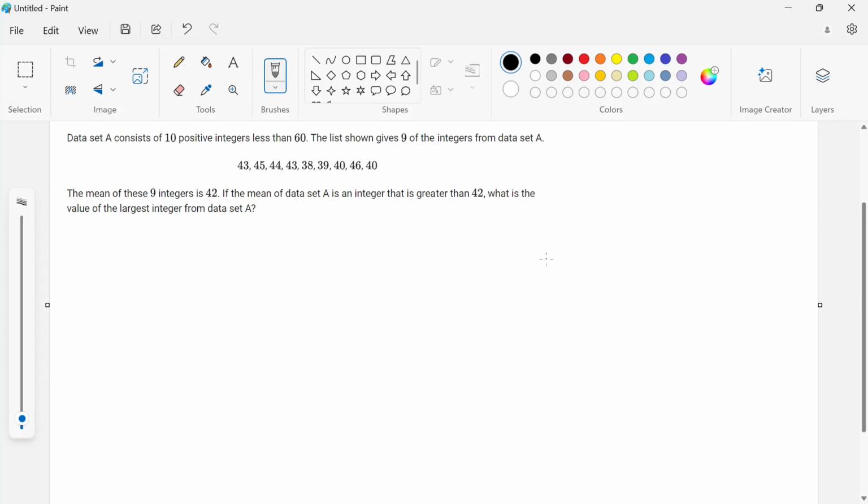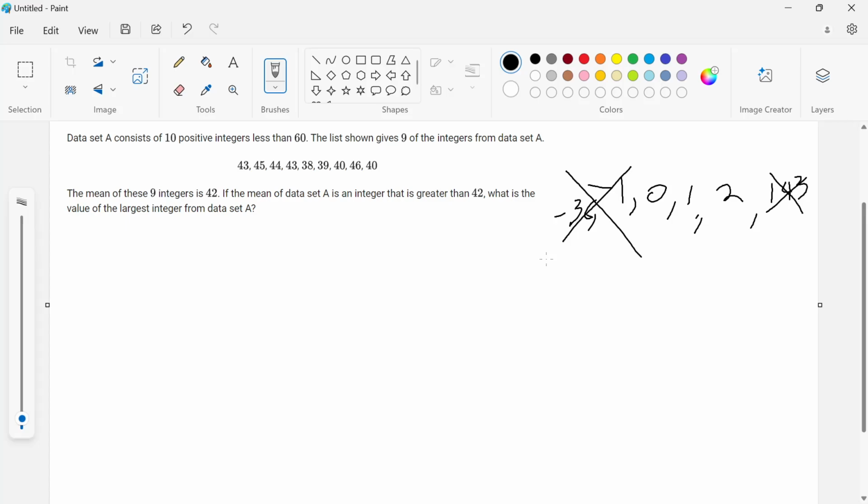Data set A consists of 10 positive integers. Integers are whole numbers like -1, 0, 1, 2, whole numbers. -36, positive 143, whatever, whole numbers. They are less than 60. They're positive, so in this case they can't be the negative ones. They have to be less than 60, so it's 0, 1, 2, 3, 4, 5, 6, all the way up to 59. The list shown gives 9 of the integers from data set A.